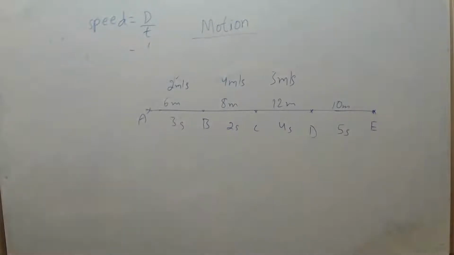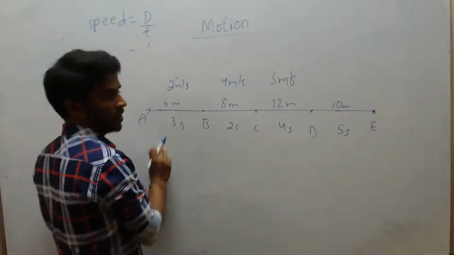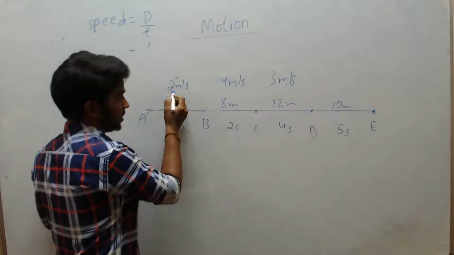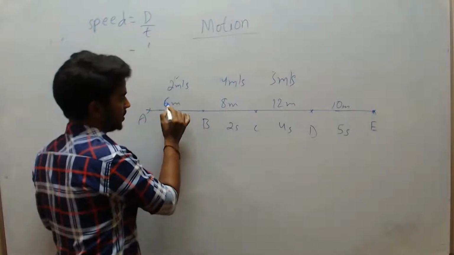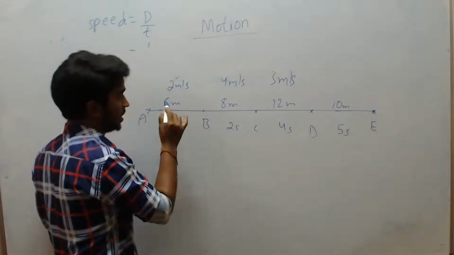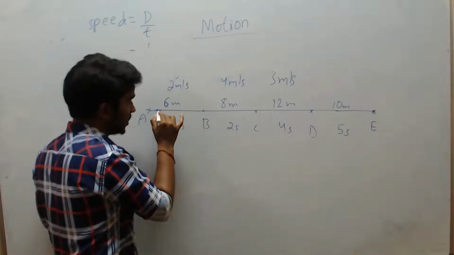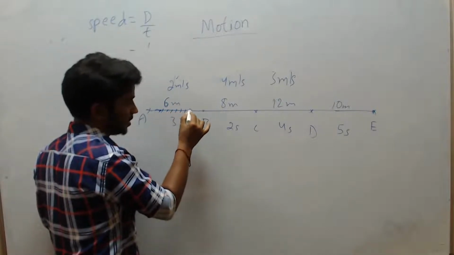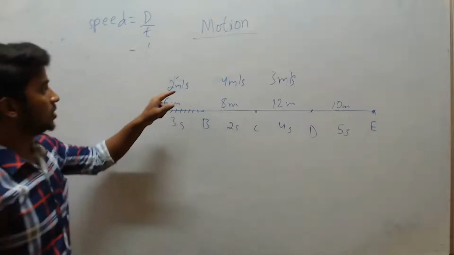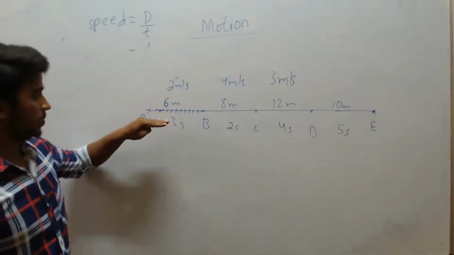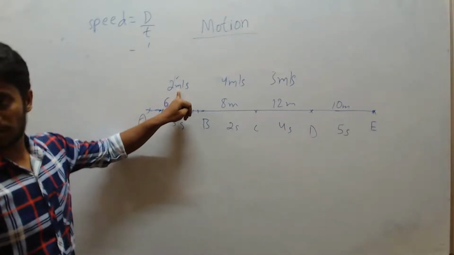See here, if I say the speed from A to B is 2 meter per second, the distance covered by that object from A to B is 6 meter in 3 seconds. Here also the object should maintain the same speed, 2 meter per second. Then only we say the speed of the object from A to B is 2 meter per second.